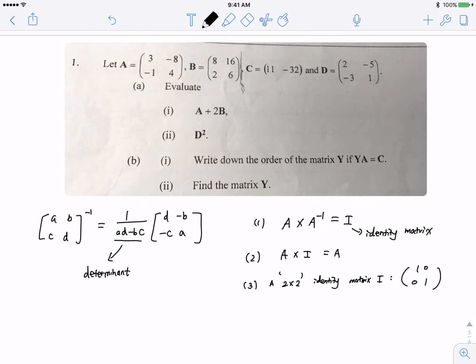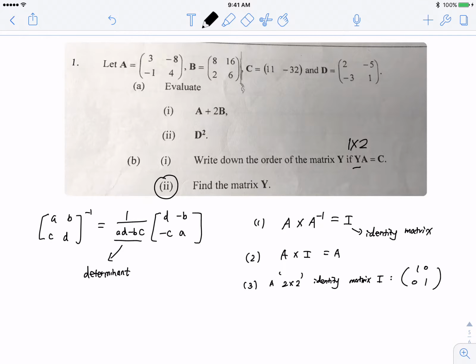In this video, I will explain about the last part of this matrix question, which is B part 2. If you watched my previous video, we have concluded that the order of matrix Y is a 1 by 2 matrix. And in part 2, we have to find this matrix Y.